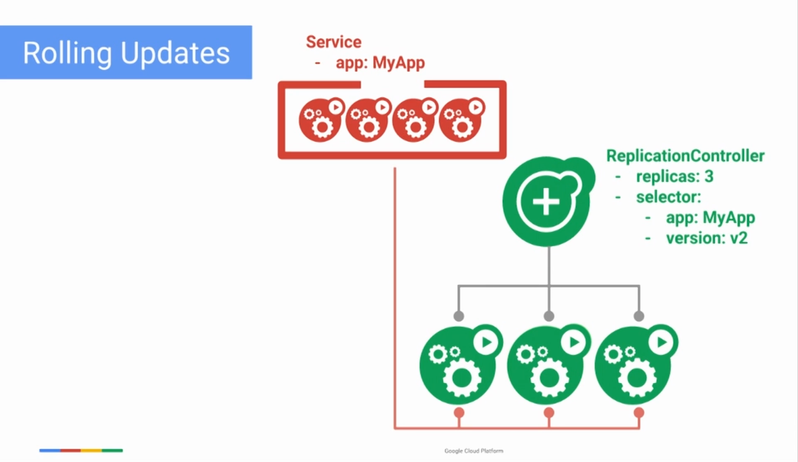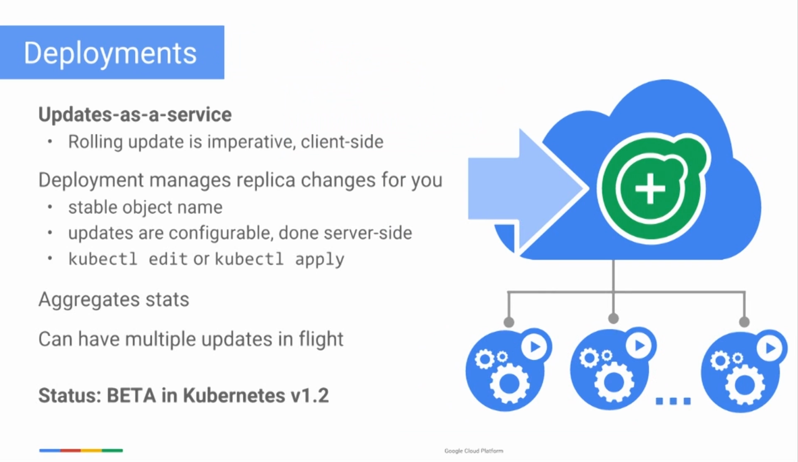This is a pretty fundamental part of the system, and it's something that every container orchestration system has to deal with. So in the 1.2 release, we have a new object called a deployment. A deployment is, in effect, updates as a service. Instead of it being a client-side operation, you now have a server-side thing that you can feed a bunch of information about the strategy and the delay between pods and the max overcommit, et cetera, which will now do your updates according to your parameters.